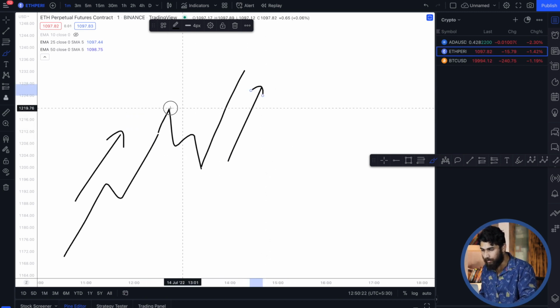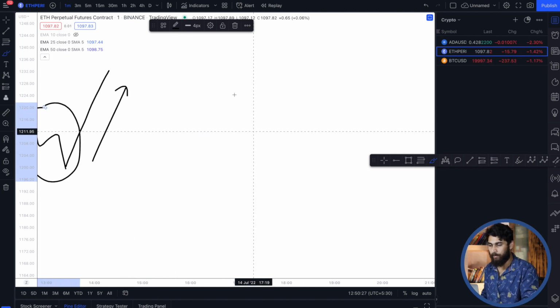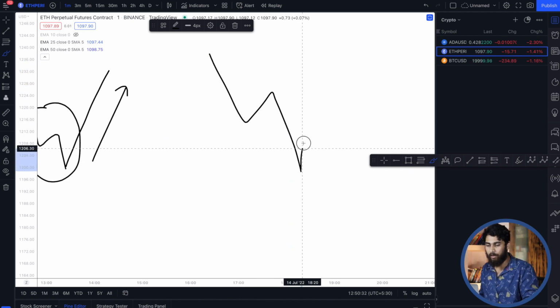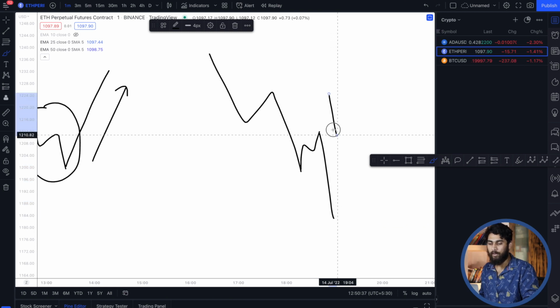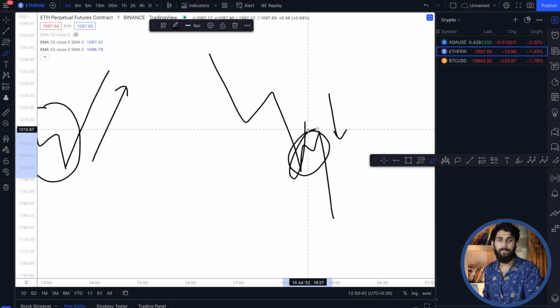right? So this here is called a two-legged pullback. Again, if the market is downtrending like this, the pullback which will occur will always be in two, and then the price will continue to move in the earlier direction. So this was the whole theory behind this two-legged pullback.